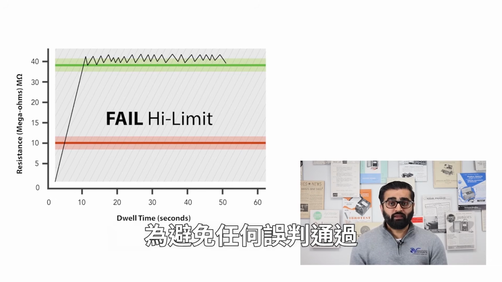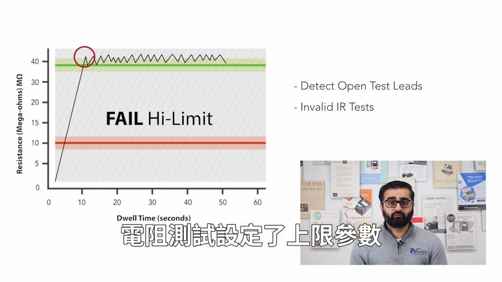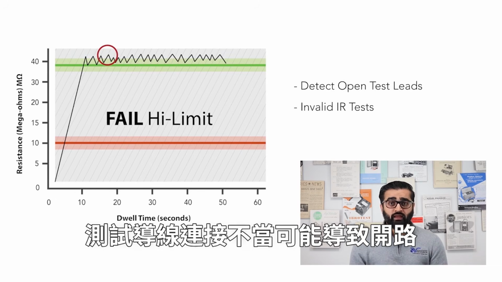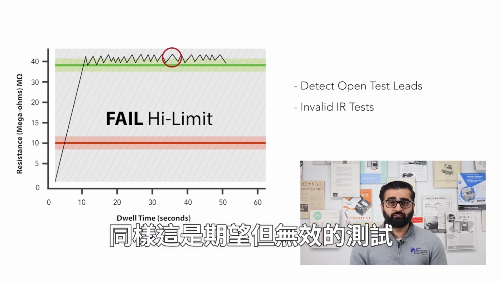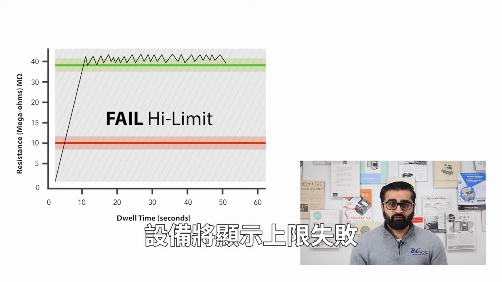To avoid any false passes, the high limit parameter is set for the resistance test. Having the test lead not connected properly could result in an open circuit or a very high resistance value. Again, desirable but an invalid test. The equipment will display a high limit failure.